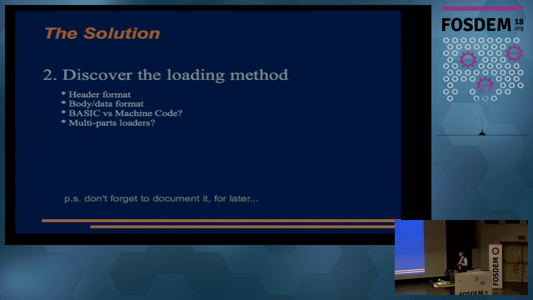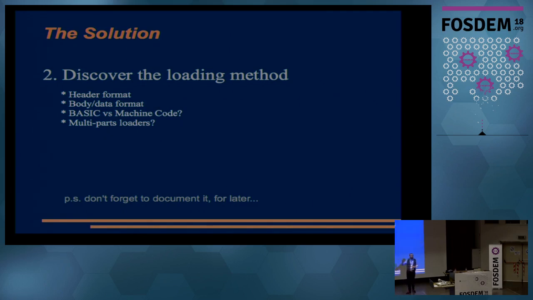Document the loading method. Some computers, again, I'm not going to mention the Dragon 32, had a different command for loading BASIC to loading machine code. If you were working on the Dragon at that time, you would naturally, instinctively know whether it was BASIC or machine code. Coming back to it after 30 years, you probably don't. So you need to make a note of how you load this.